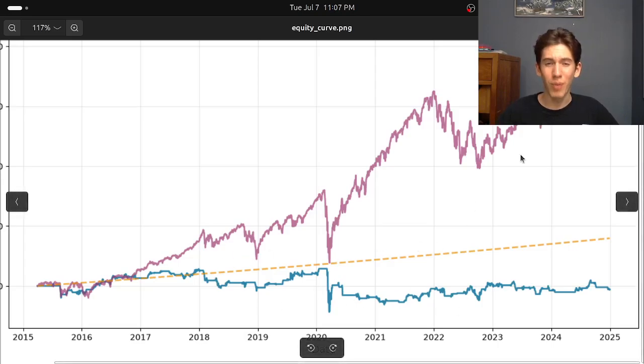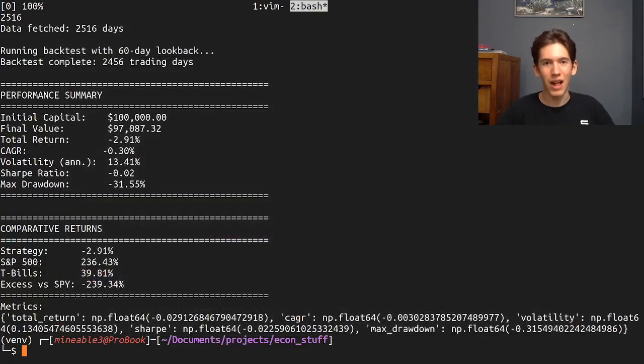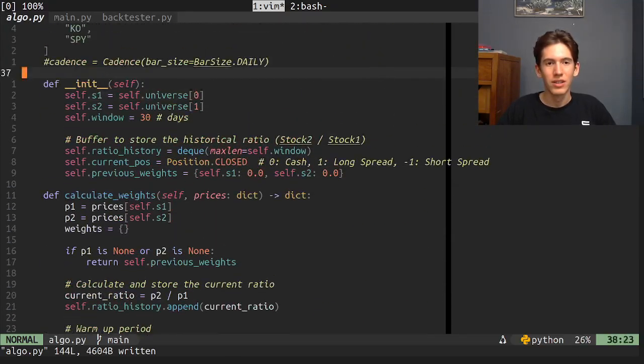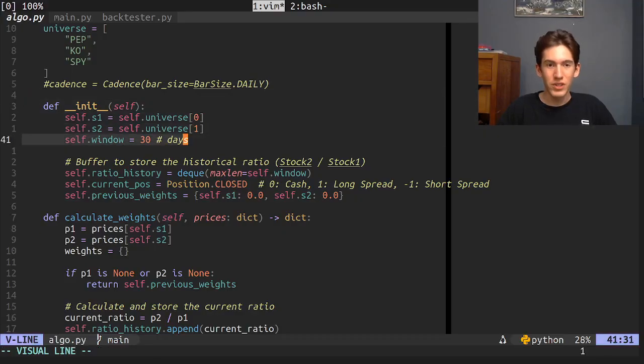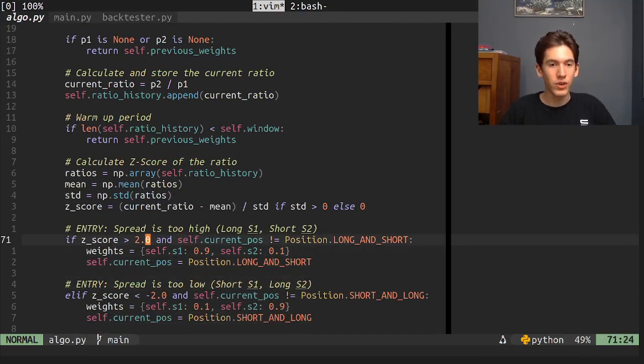So what do we do about this? Obviously, it's not a good algorithm, but what can we change to make it better? First thing, sliding window. You can make it longer, you can make it shorter, you could play around with that. You could go through and change the threshold for your z-scores.